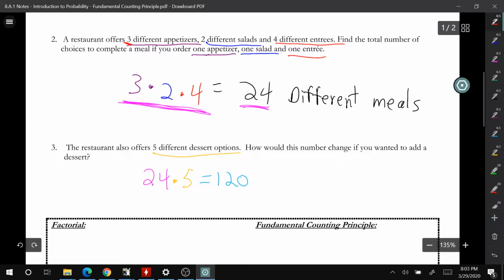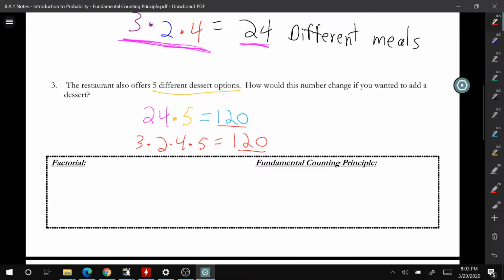Now, you could still do 3 times 2 times 4 times 5 to get 120 as well. We get the same thing. So you need to look at it and see, okay, how many of each different choice do I have, and then multiply the number of options you have.